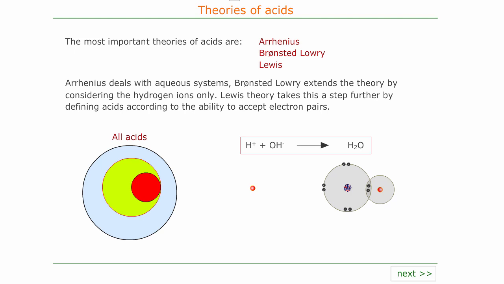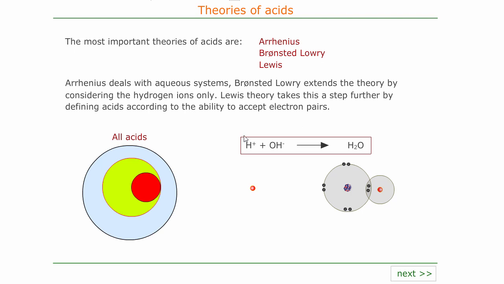Bronsted-Lowry theory looks at acidity from the point of view of the hydrogen ions only, but it doesn't require water, which means that it is possible for Bronsted-Lowry acids to be non-aqueous. Lewis extends the theory a bit further by considering not hydrogen ions but electrons. So first of all, let's have a look at the Arrhenius idea.